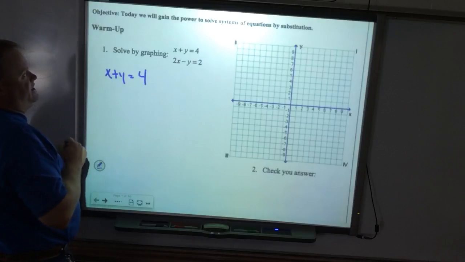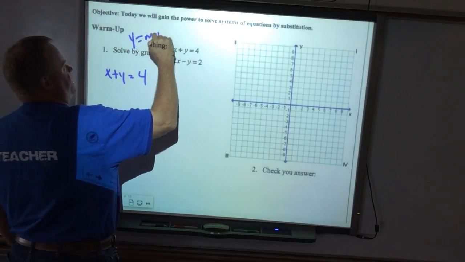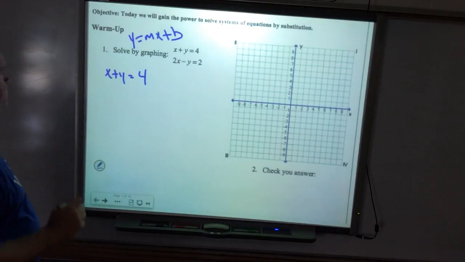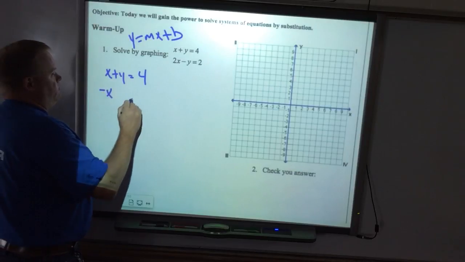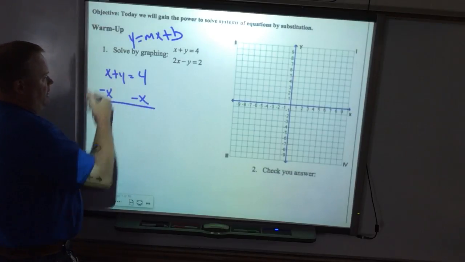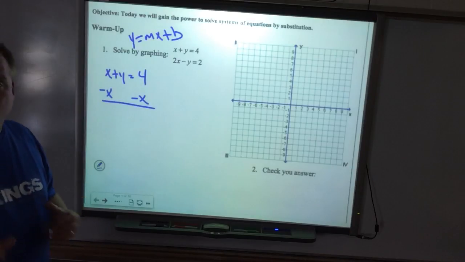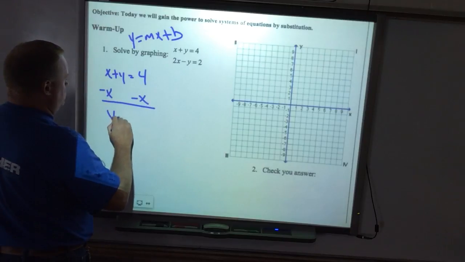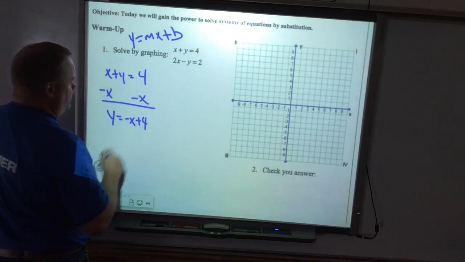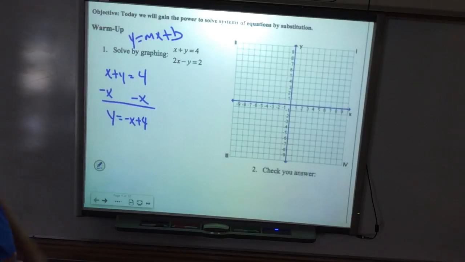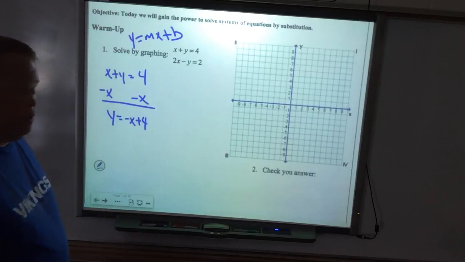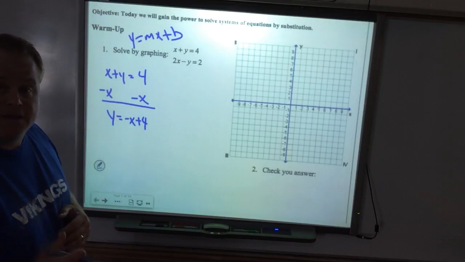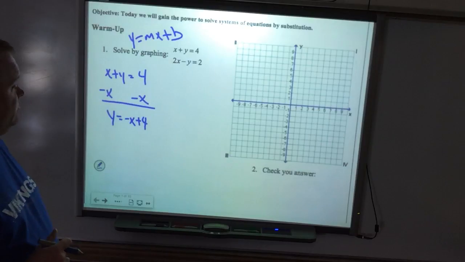And I know I want it in y equals mx plus b form, what we call the slope-intercept form. So I want to move this x to the right-hand side of the equation. I do that by subtracting, and what I do to one side of the equation, remember, I have to do to the other. So this ends up being y equals negative x plus 4. That says I have a y-intercept of 4 and a slope of negative 1. Remember, if I've got a negative x, there is a 1 in front of that x. So therefore, I have a slope of negative 1 over 1.